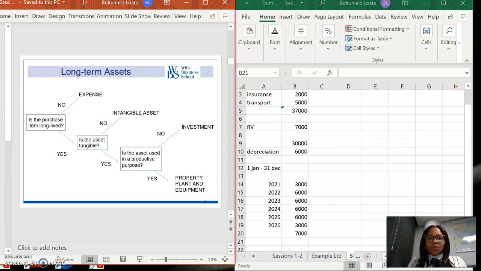The minute we know that we've acquired chalk and we know it's short-lived, we can expense it immediately. But one needs to think that everything we've actually purchased is an asset, a resource that we control, and it quickly becomes an expense only once we use it.